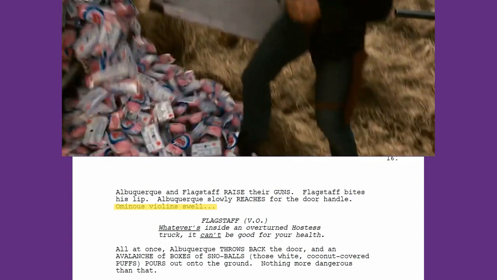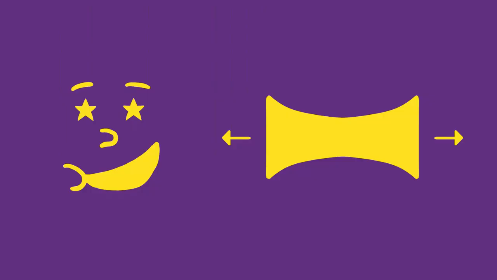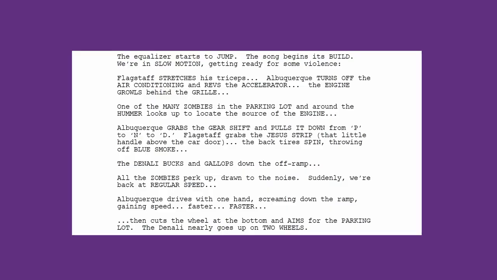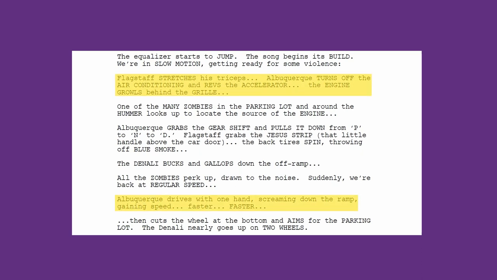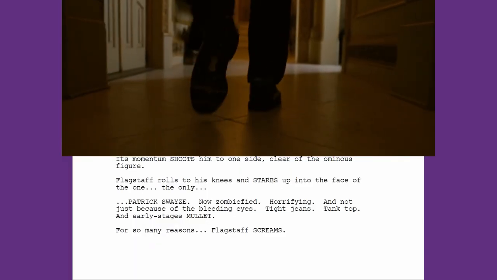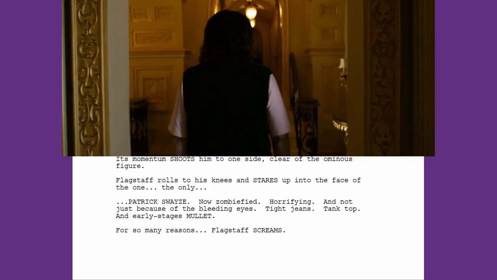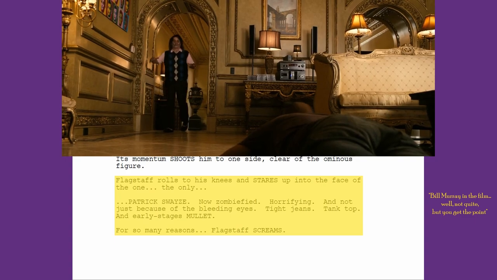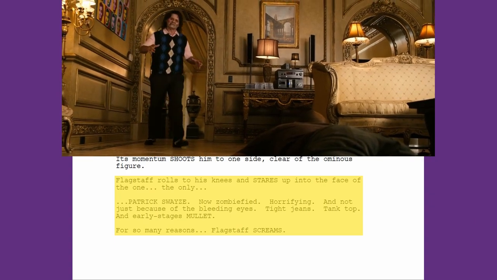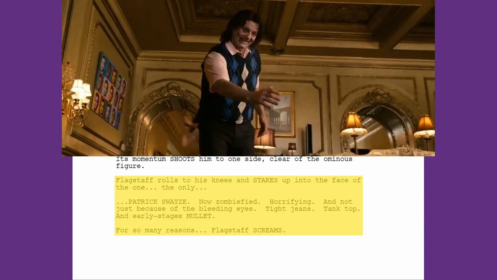Ominous violins swell. We can also build hype using this technique, which makes sense because when you think about it, hype is just excited tension. As Flagstaff and Albuquerque prepare to run down a mob of zombies, we get a series of ellipses. The engine revs up, the tires spin, the car gains speed, all before the actual collisions. This setup payoff structure works for revealing important plot points and character details too. The reveal of zombified Patrick Swayze is preceded by an ellipsis, plus a whole lot of build-up that adds to the reveal's humor.